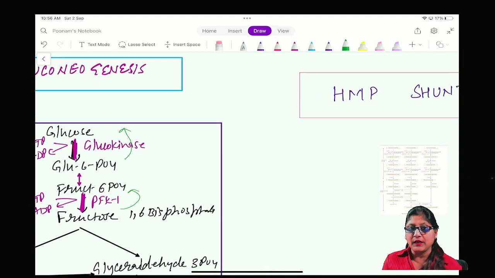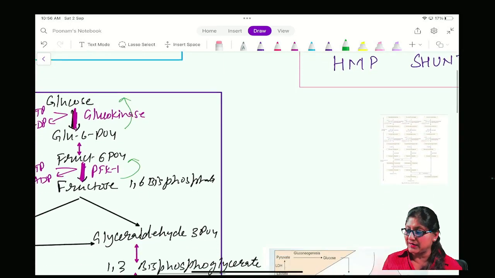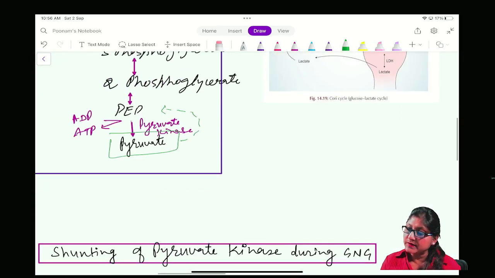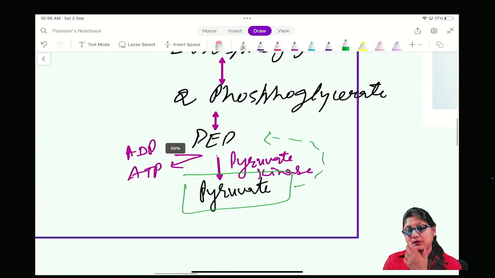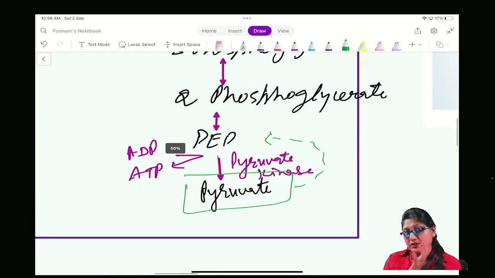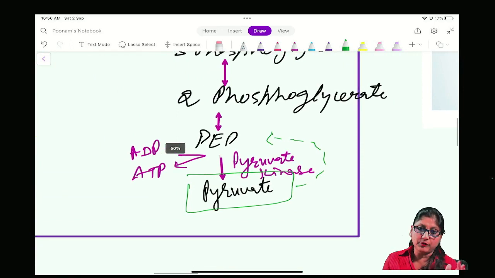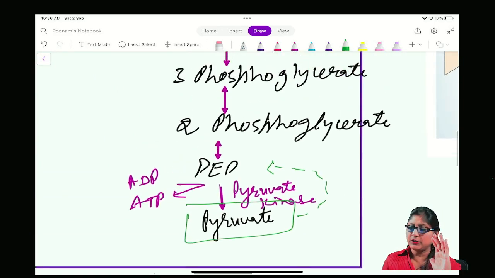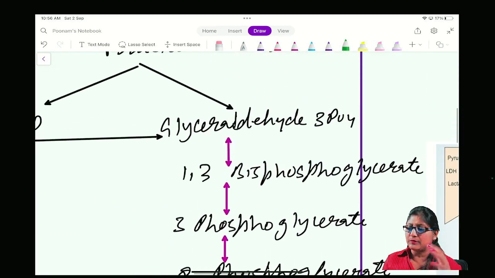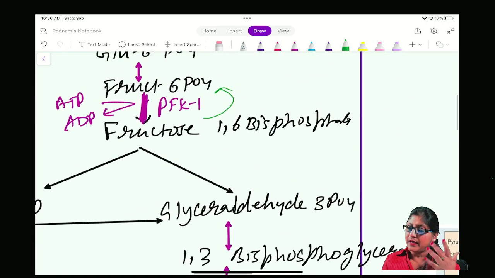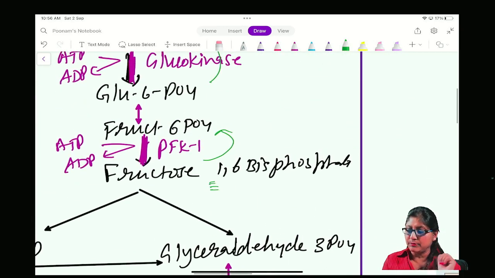These two shuntings are very easy, single enzyme catalyzed. But when we talk about pyruvate kinase shunting, it's a multi-step process. So pyruvate needs to be processed properly to get converted to phosphoenolpyruvate, and after that there is no tension. All reversible enzymes will be used in the reverse direction, and fructose 1,6-bisphosphate will be formed.